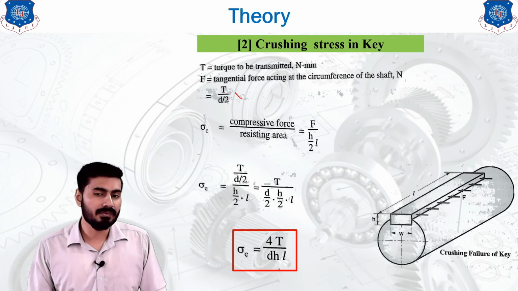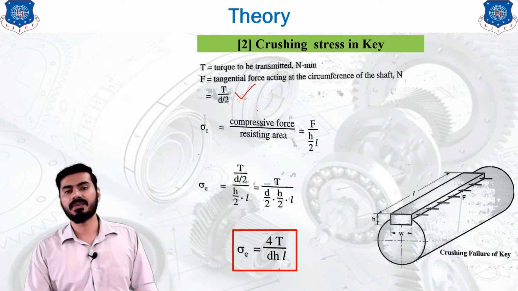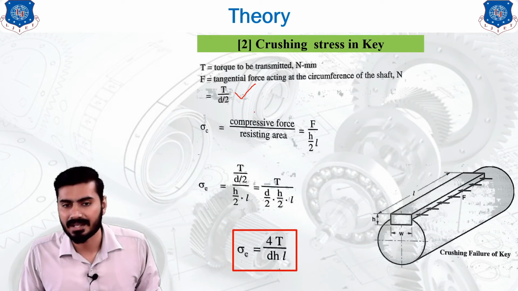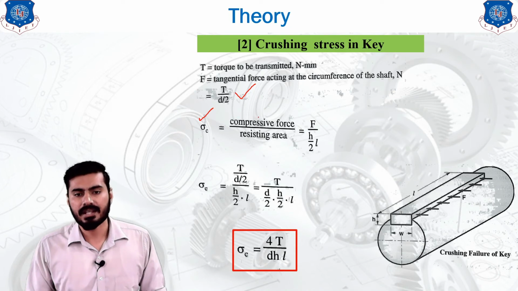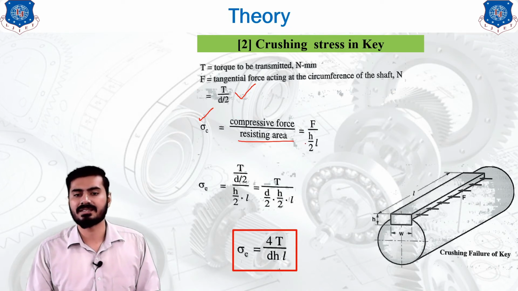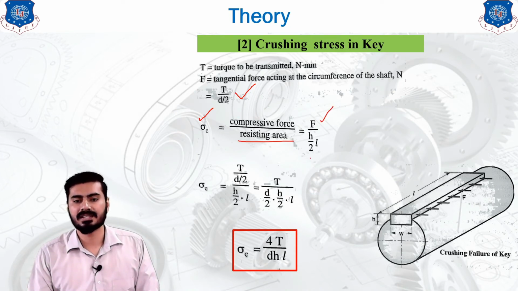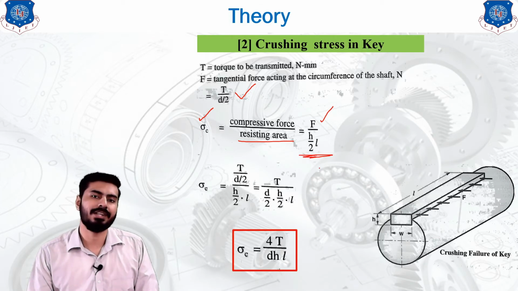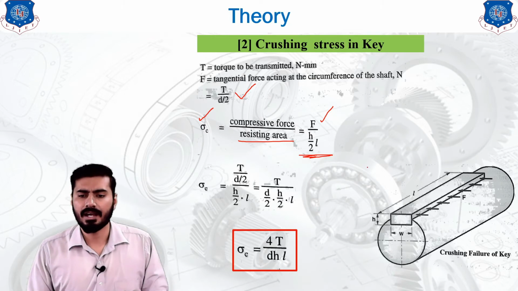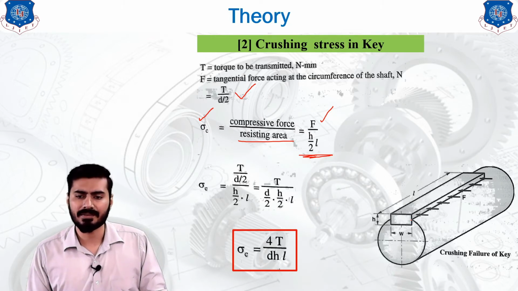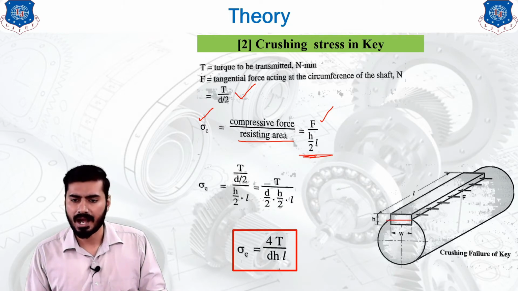Again, the tangential force which was already discussed in the previous slide can be written as T by D by 2. If you write the equation of the crushing stress, it will be compressive force upon resisting area. So force upon resisting area is H by 2 into L. Why have we taken the value H by 2? Because the area which is in contact with the shaft is only half the region.